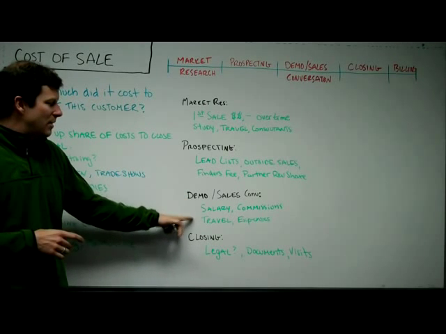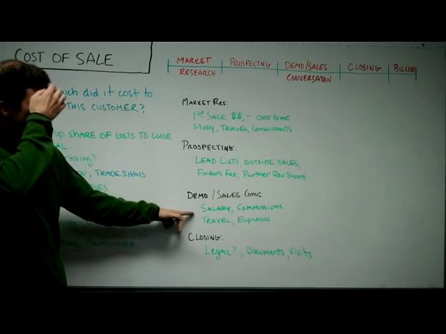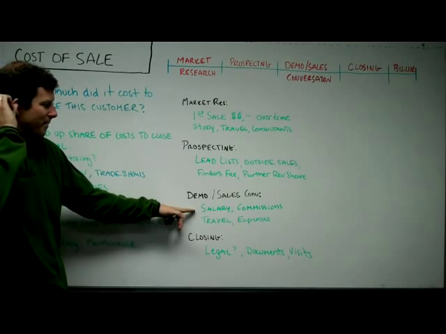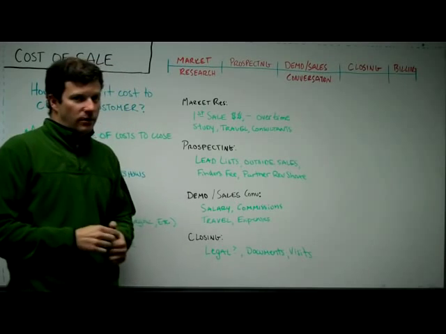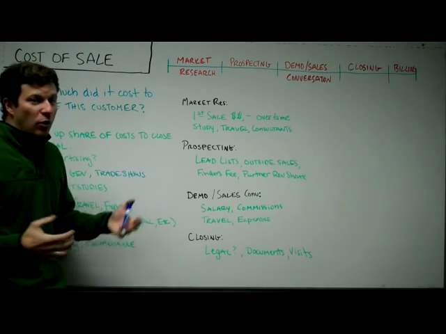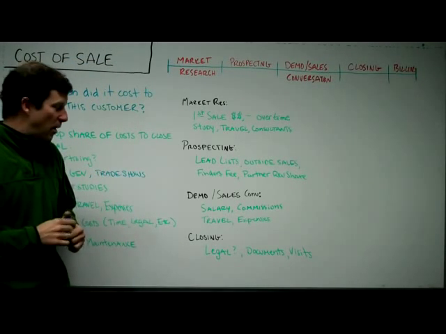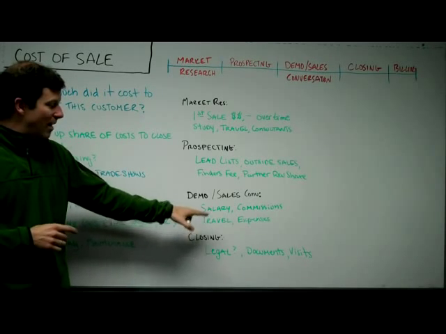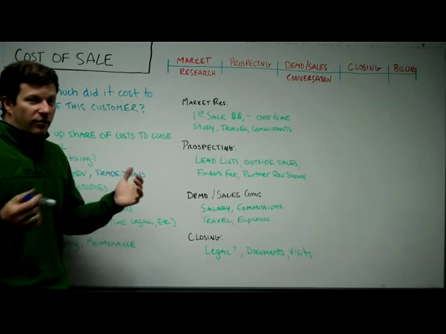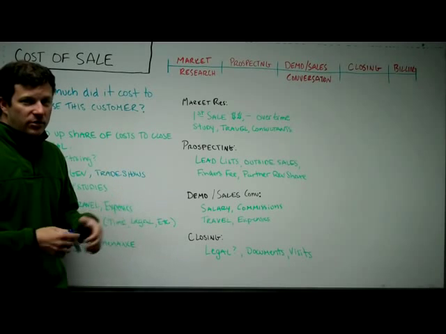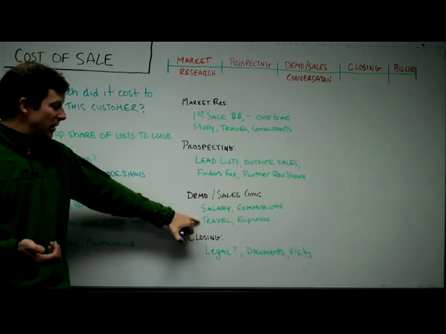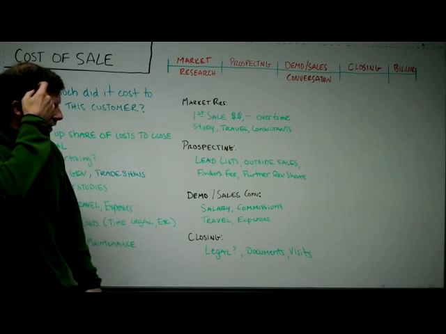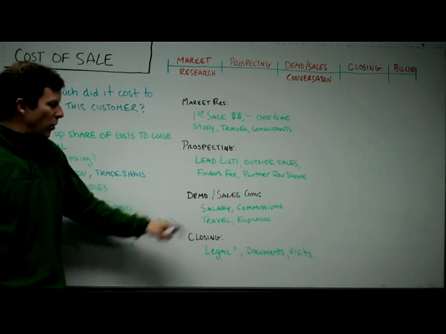And then in the demo and the sales conversation piece, this is usually the easiest place to track. You've got your sales guys' salaries and their commissions. That definitely goes to cost of sale. If they're not selling more than you're paying them to do it, then you're not going to be profitable. Also, their travel and their expenses. Are they flying all over the country to do it, or are they taking people out to restaurants? That's important as well to track. These are all usually expense reports and simply looking at your full-time employee costs.